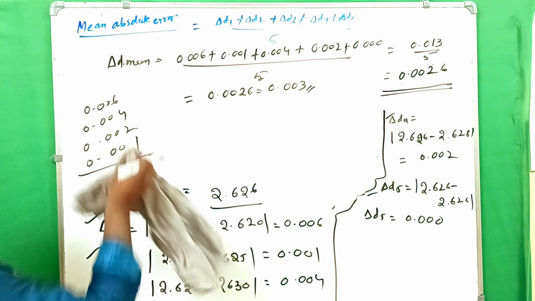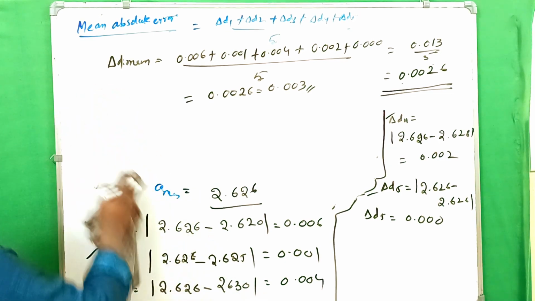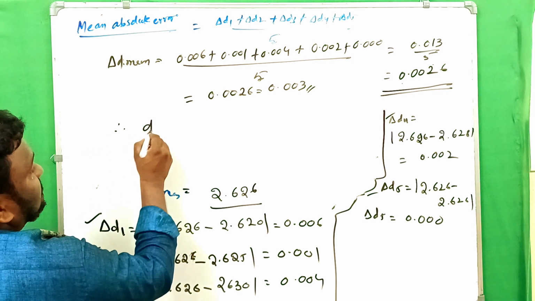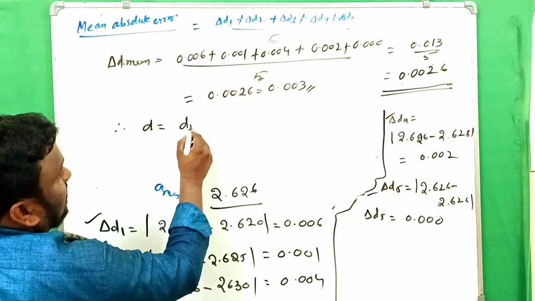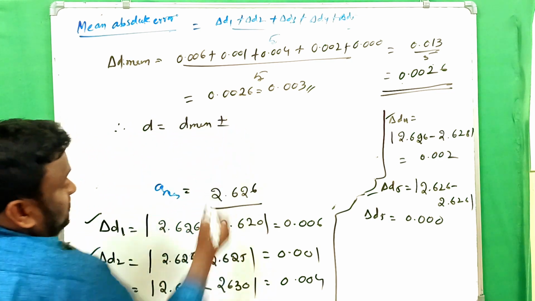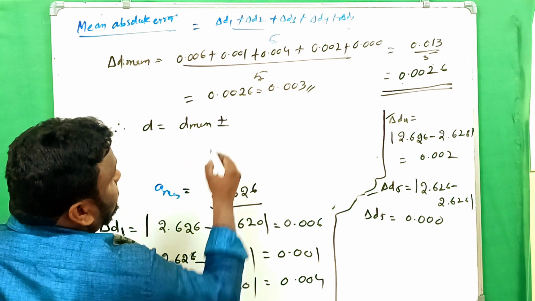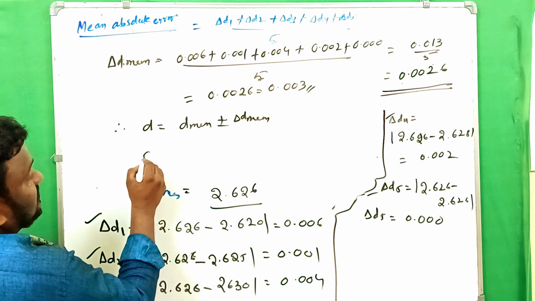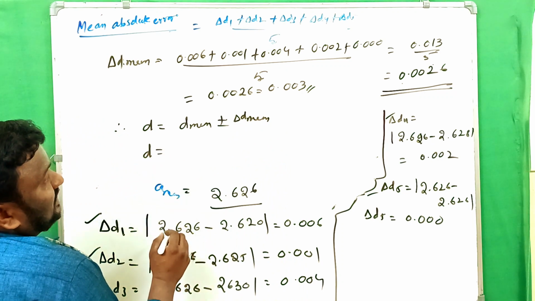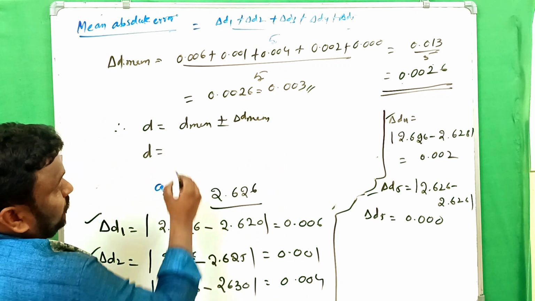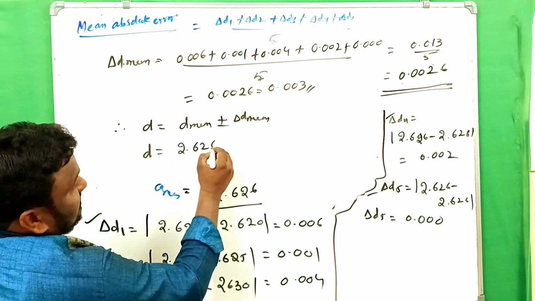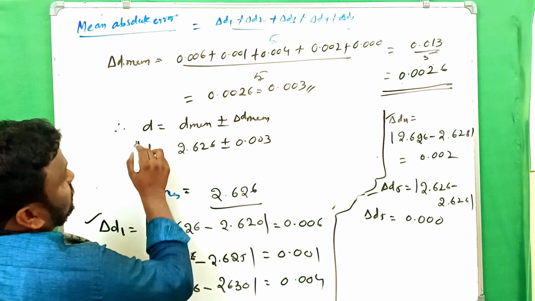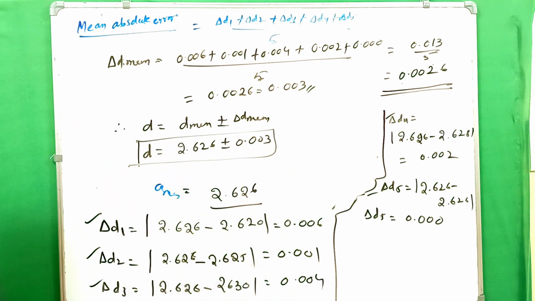So then the diameter value should be written as d equals d mean plus or minus delta d mean. This is the final value we have. So d is 2.626 plus or minus 0.003. So this is the value of the diameter.